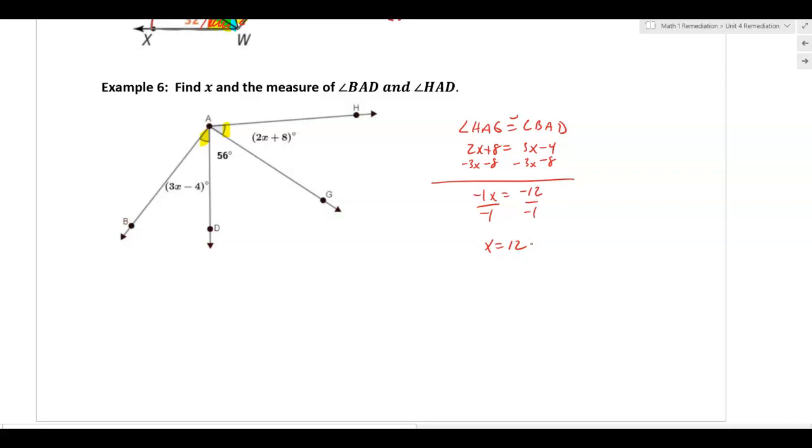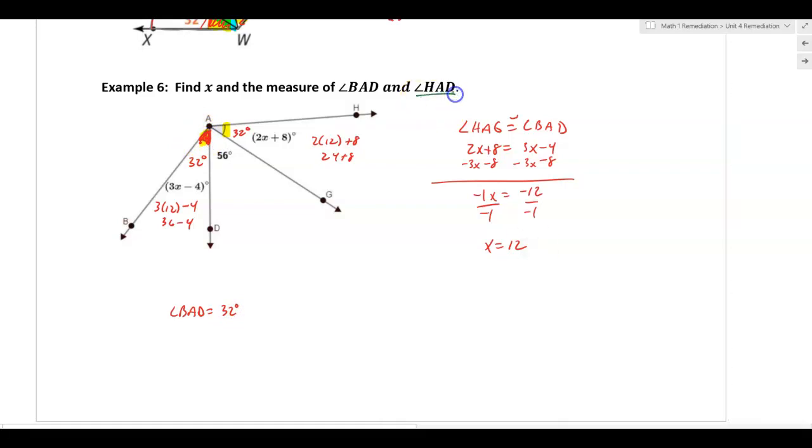Once I know x is 12, now I can plug x back in to find other angles. So BAD is just going to be 3 times 12 minus 4, 36 minus 4. This is 32 degrees. I can plug x into the other one, but I know since they're congruent, that's 32 degrees already. If I did 2 times 12 plus 8, 24 plus 8 is 32. So angle BAD is 32 degrees. That's this angle here.